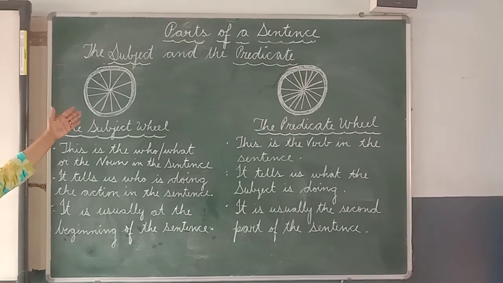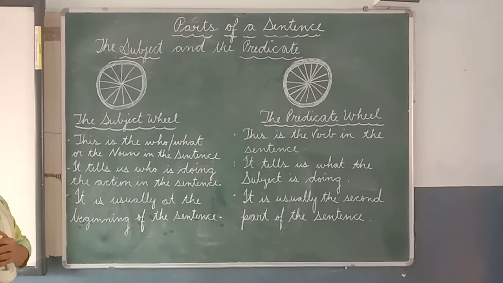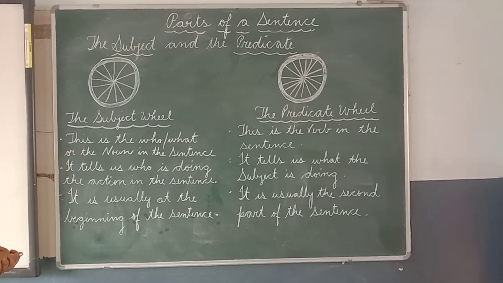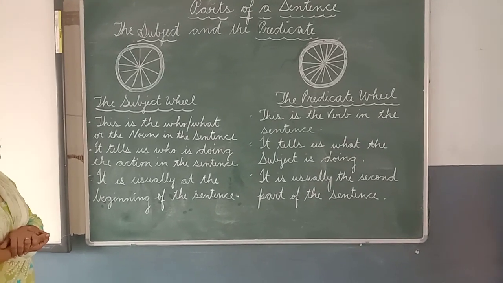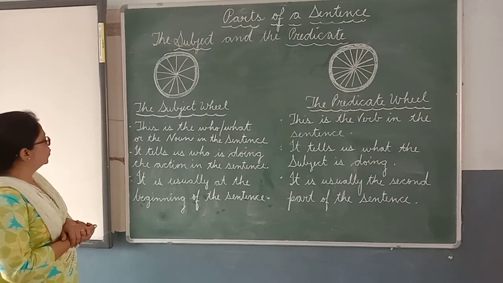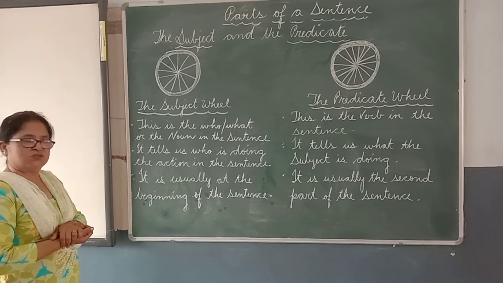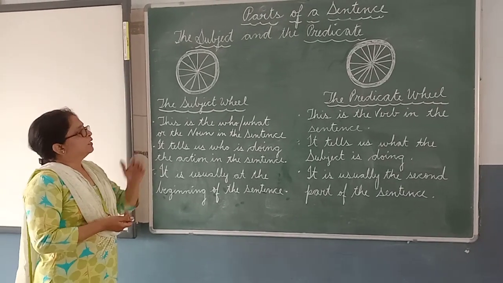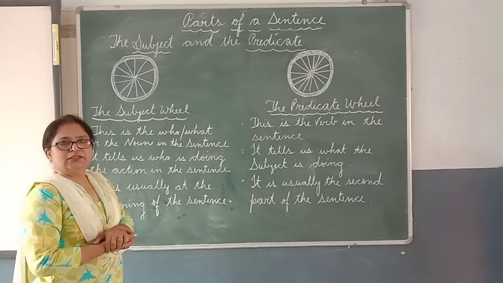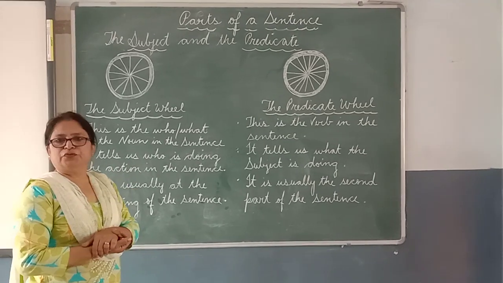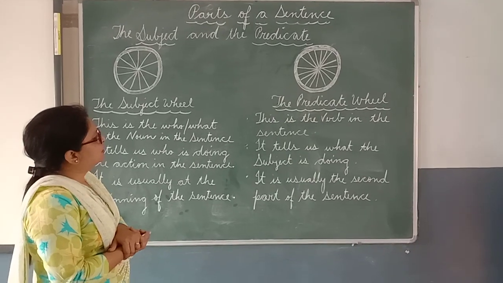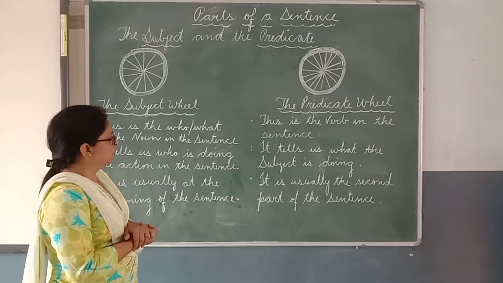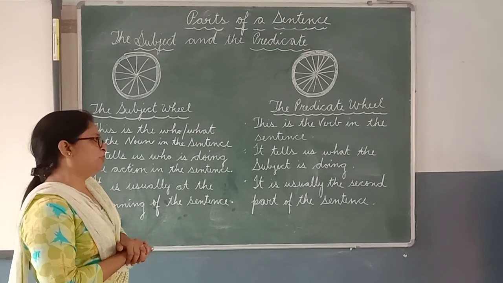Let us look at this wheel here. This is the subject wheel. That is the subject of the sentence. This is the who, what or the noun in the sentence. It tells us who is doing the action in the sentence. It is usually at the beginning of the sentence. Now let's look at the predicate wheel. That is, the predicate is the second part of the sentence. This is the verb in the sentence. It tells us what the subject is doing and it is usually the second part of the sentence.